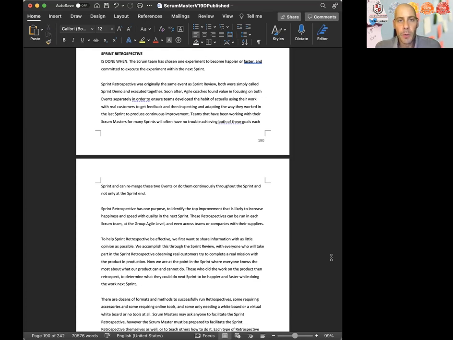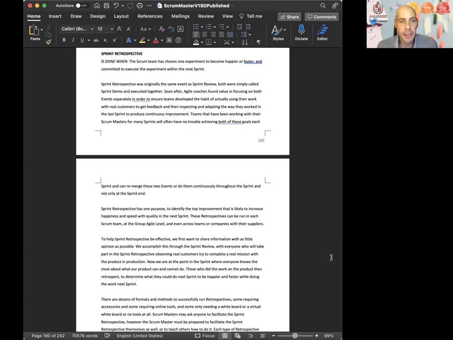Sprint retrospective was originally the same event as sprint review. Both were simply called sprint demo and executed together. Soon after, Agile coaches found value in focusing on both events separately in order to ensure teams developed the habit of actually using their work with real customers to get feedback, and then inspecting and adapting the way they worked in the last sprint to produce continuous improvement.